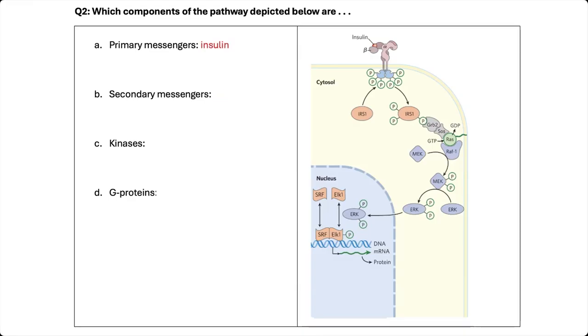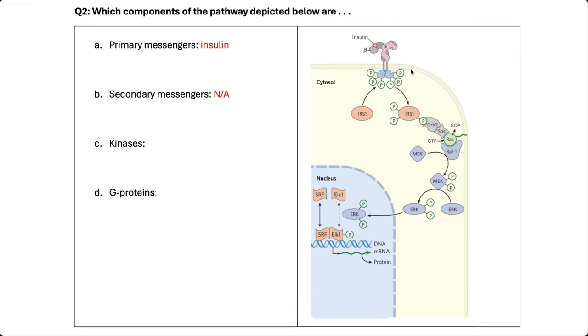Do we have any secondary messengers? Not in this pathway, no. We only see phosphorylation, and the phosphorylation is not a second messenger. It's a way that you can relay the signal, but a phosphorylation cascade is kind of an alternative to a second messenger in a way. It's not a second messenger.